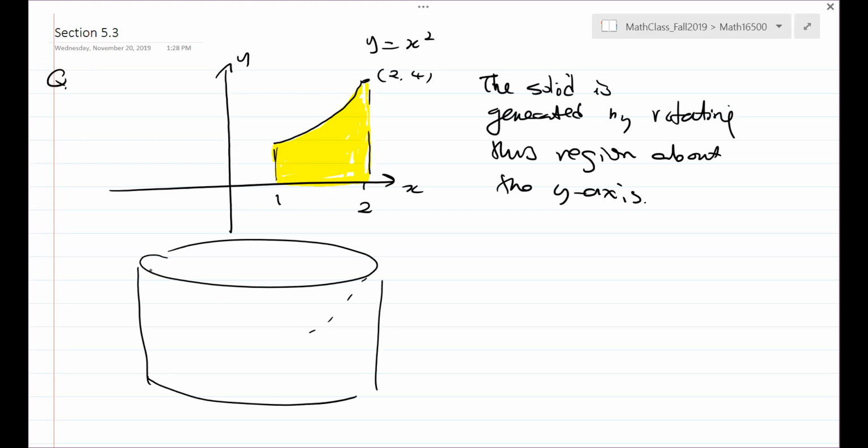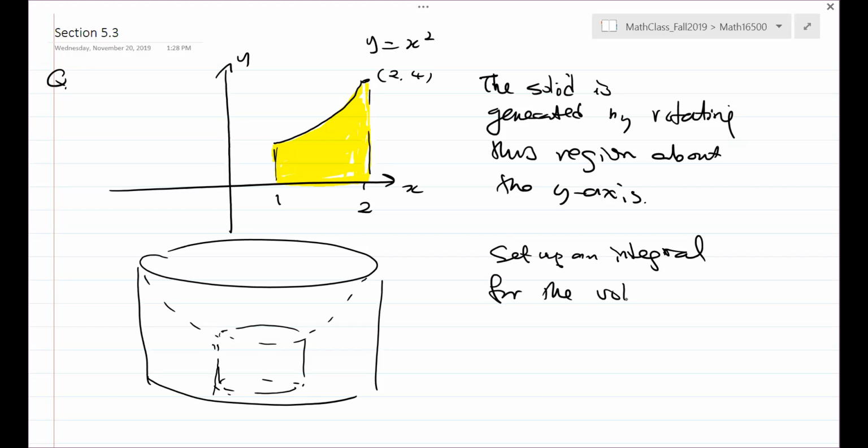But inside, there's another hole here. Yeah, that's a picture, right? The question is how to find the volume. Yeah, set up an integral for the volume. Okay, please do this problem.